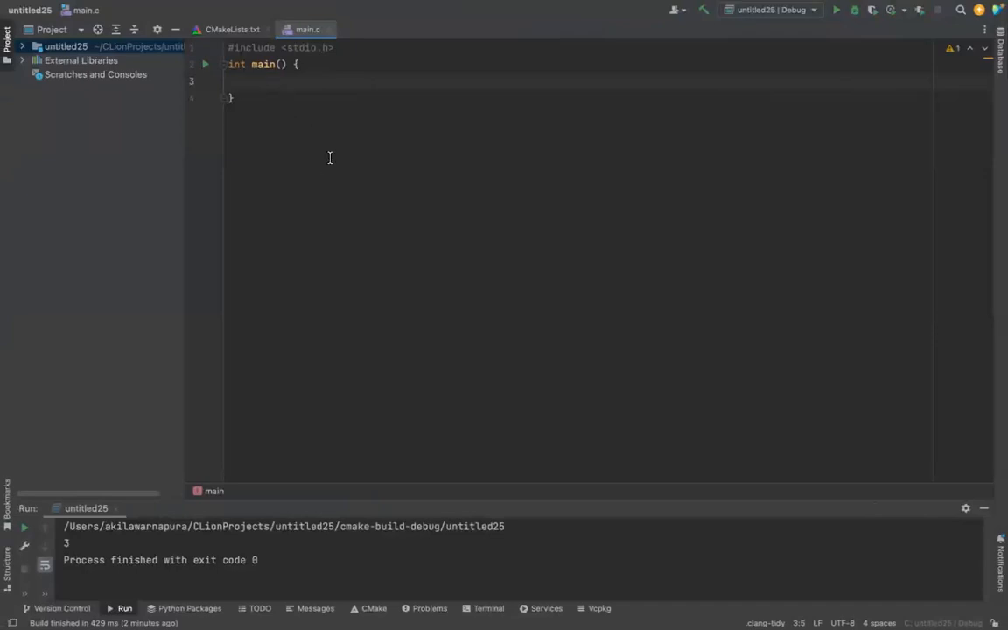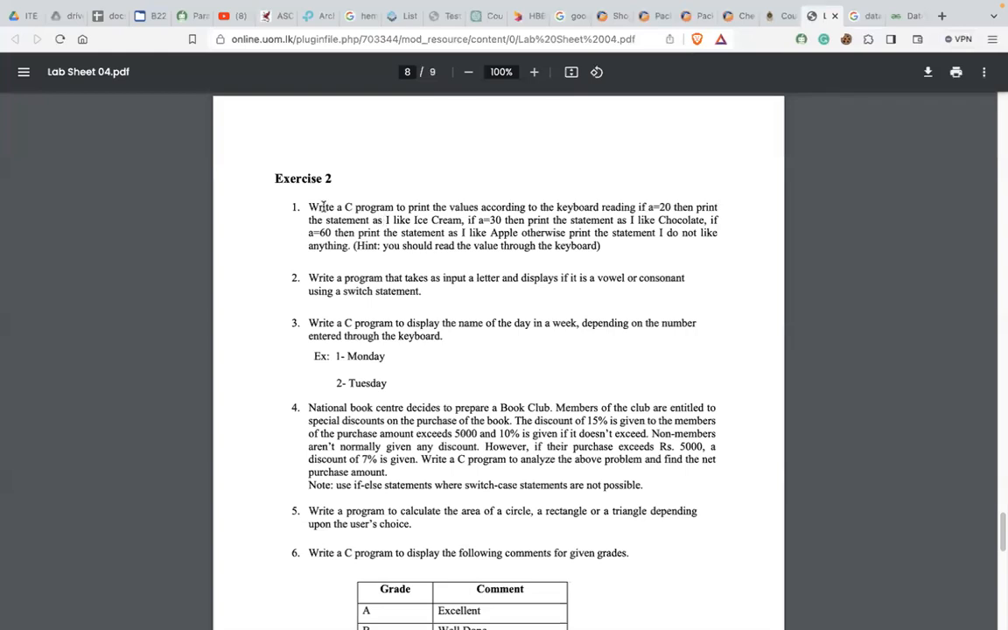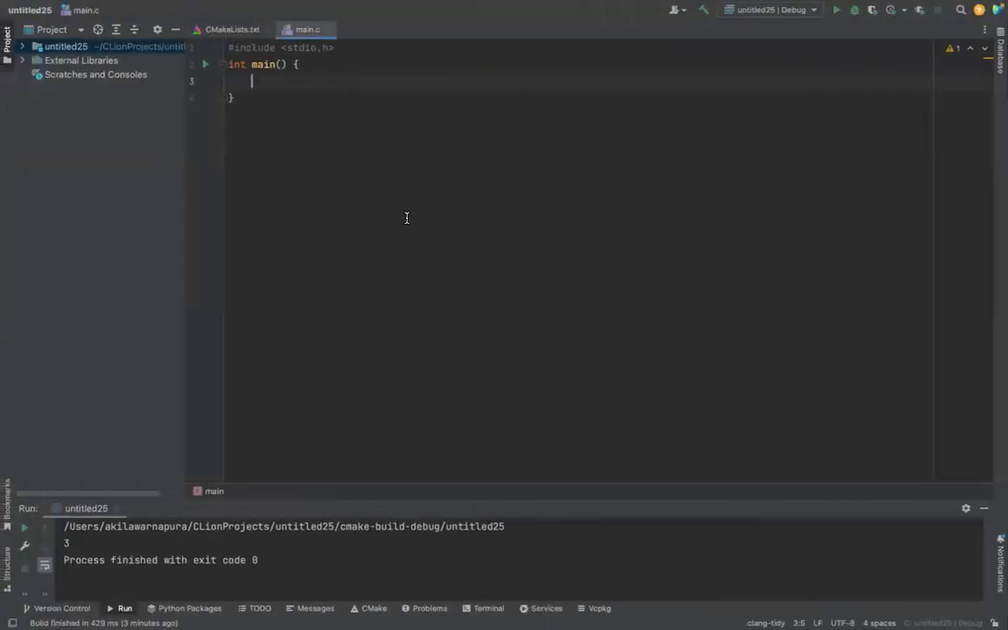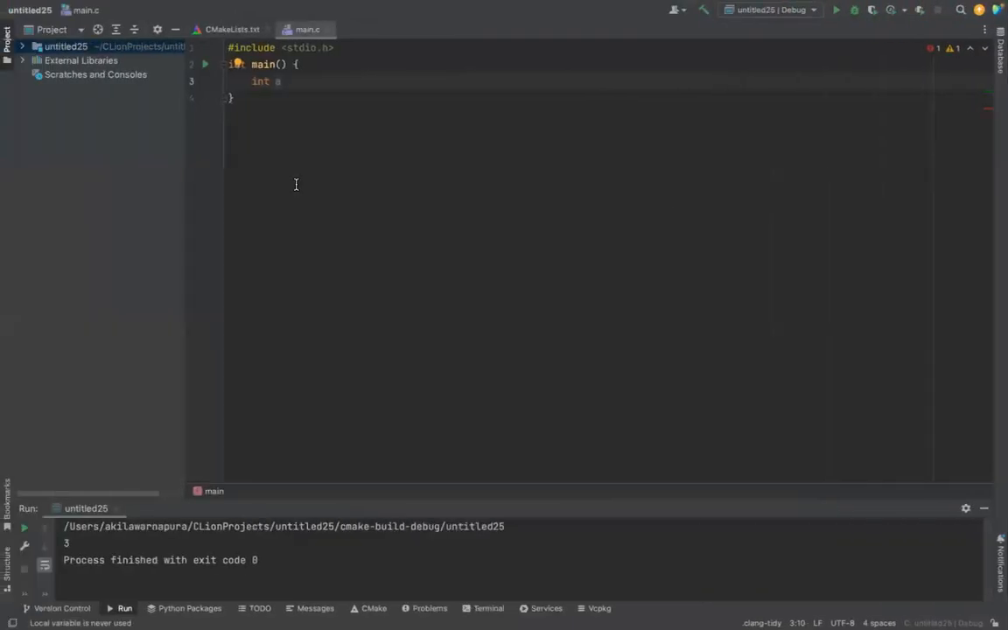Now, where did I stop? This one: write a C program to print the values according to the keyboard reading. If A is 20, then printf I like ice cream. Then you can provide int A. You can use A, B, or X, or whatever variable, but here it is mentioned A equals 20, therefore I take a variable called A.